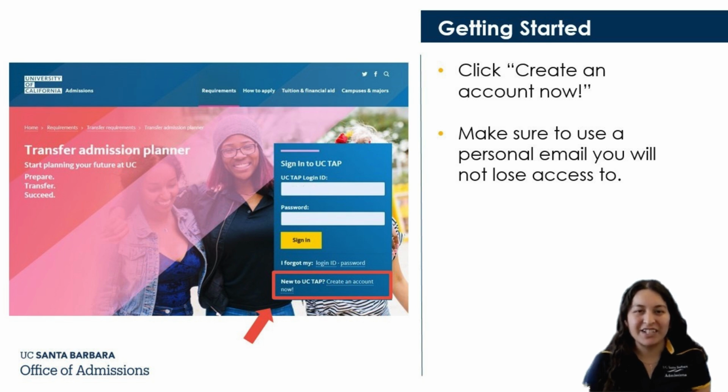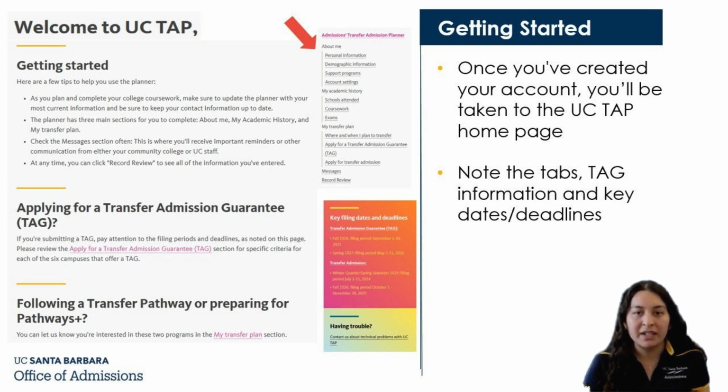To get started, you'll need to create an account. Make sure that you use a personal email you'll continue to have access to rather than a school email, as students often lose access to these when they leave those institutions. Once you've created an account, you'll be taken to the UC TAP homepage, where you will be greeted with important messages, key filing dates, and deadlines, along with a column of tabs that will help you navigate to different sections of the planner. Make sure to use these tabs rather than back and forward buttons in your web browser.